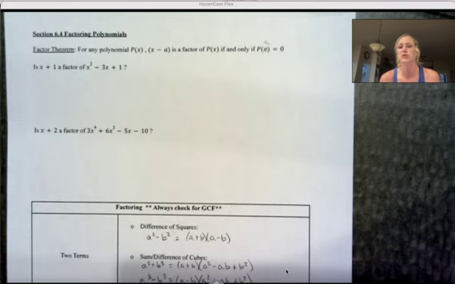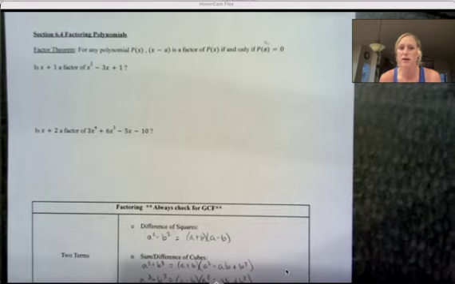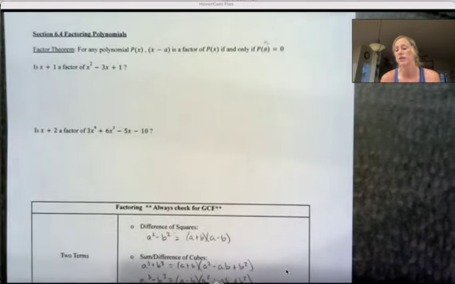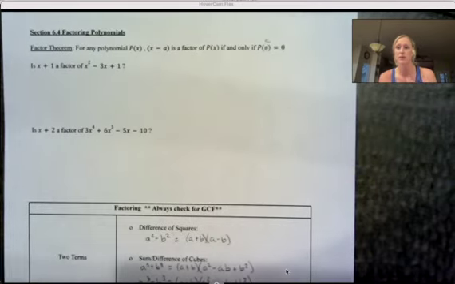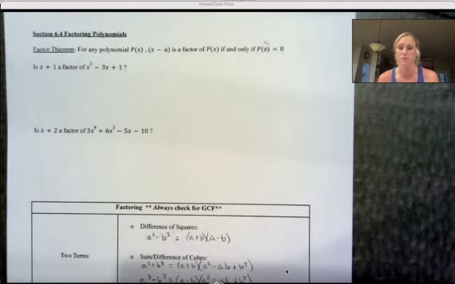So this is important to know: if x minus a is a factor, it's only the case if a makes the polynomial equal 0 when we evaluate it for a. So x minus a is a factor if and only if p of a equals 0. Okay, so how do we check that?